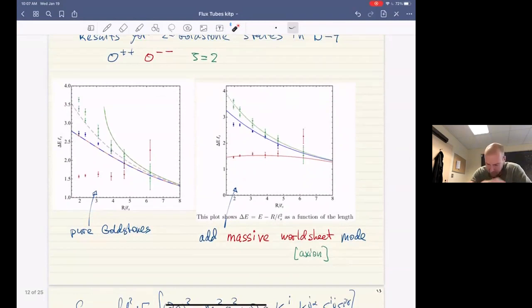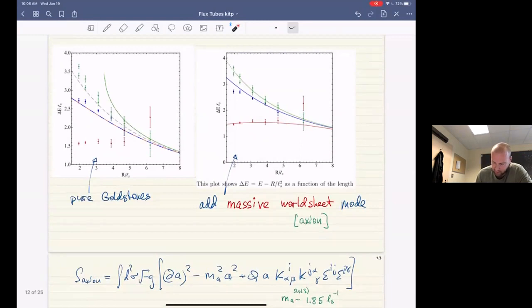So for two Goldstone states, first we just look at this picture, and this is the situation with pure Goldstones. There are different two-particle states with different quantum numbers, and we see that it kind of goes in the right direction, but there are these red states that are completely off. The fix was to add a massive worldsheet mode that we called the worldsheet axion. Once you add it to the action, with one particle with a mass and some leading coupling Q, just two parameters, the fit to these data points improved by some ridiculous number of sigmas. This is what we call the discovery of the first massive excitation on the worldsheet of this thing.